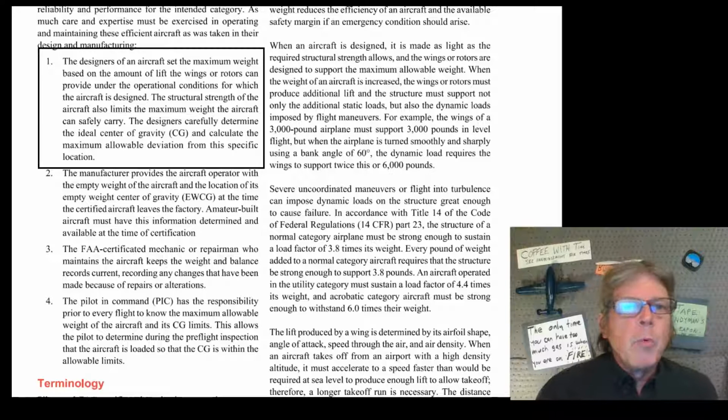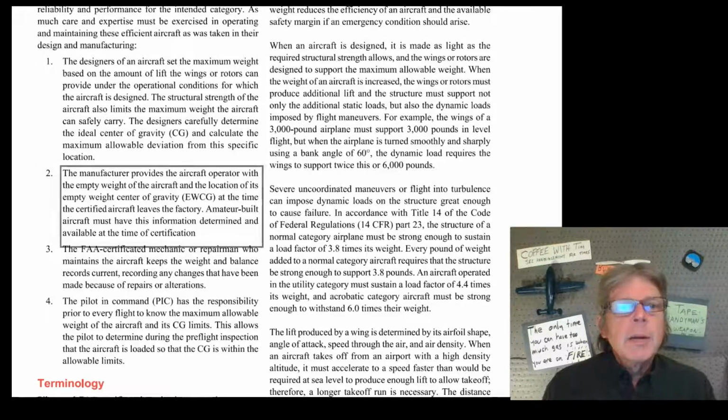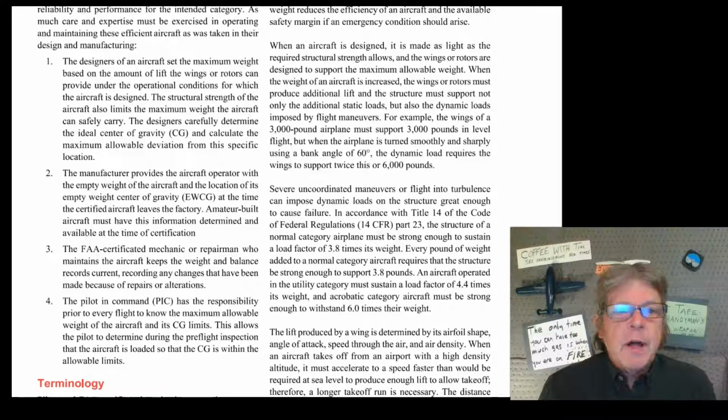Item number 1 says that the designers of an aircraft set the maximum weight based on the amount of lift the wings or rotors can provide under operations that the airplane is designed for. The structural strength of the aircraft also limits how much weight you can put on the airplane. Number 2, the manufacturer provides the pilot, the aircraft operator, with an empty weight CG location. Now this empty weight CG location is a range. And so the manufacturer says if you load this airplane within these ranges, the airplane will be safe to fly.